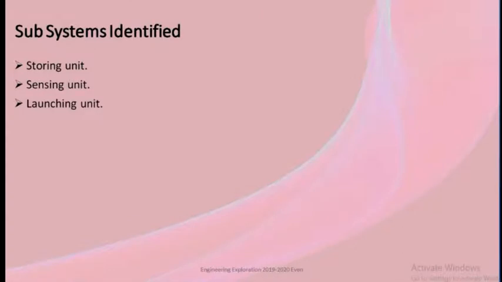Then coming to the subsystems identified. Here we have identified the 3 subsystems. One is the storing unit to store and release the ball. Then the sensing unit. Here we count the total number of balls launched and also acknowledge the user about the ball passing. Then finally coming to the launching unit. Here we can launch the ball at the required distance.